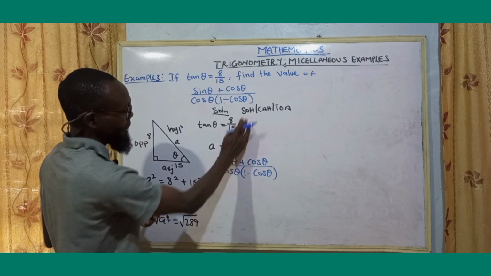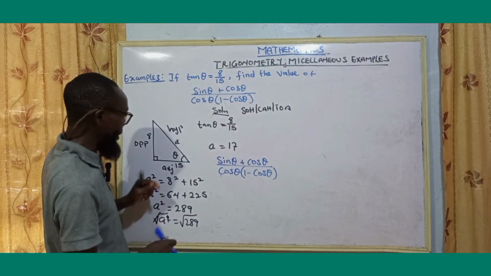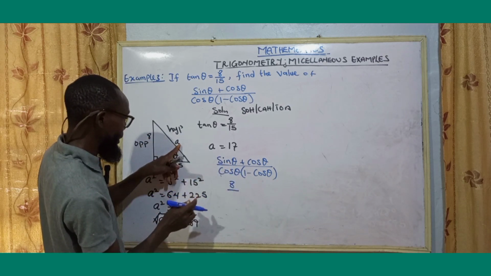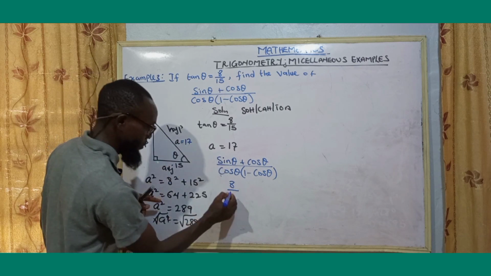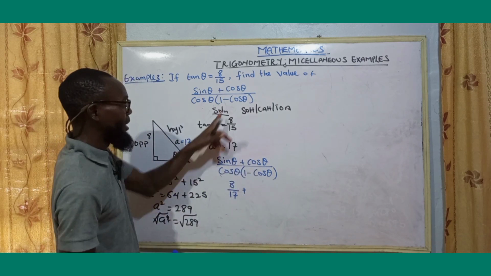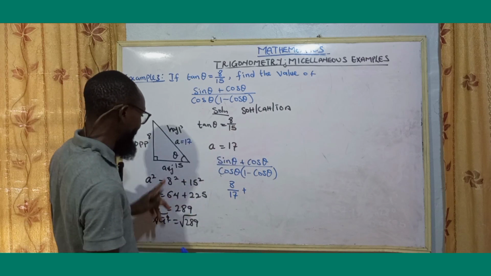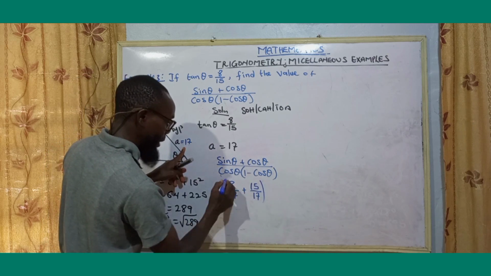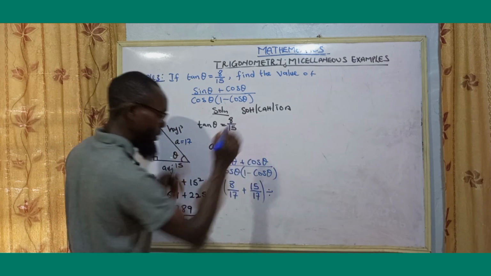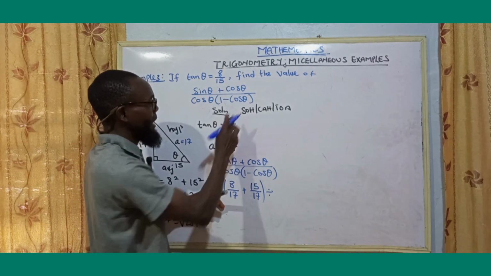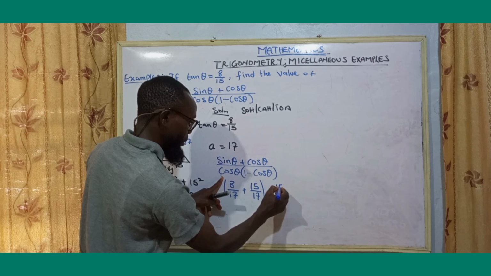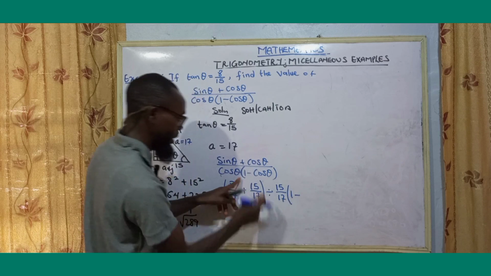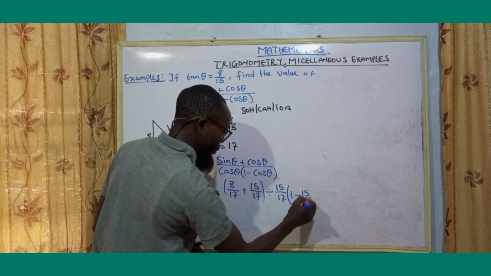Our sine theta is opposite over hypotenuse. Our opposite is 8 divided by the hypotenuse, the value of a that we got, 17, plus cos theta. Cos is adjacent over hypotenuse. Our adjacent is 15 over hypotenuse, which is 17. Let me put this in brackets and indicate this division with this sign. Now, cos theta, adjacent over hypotenuse, that is 15 over 17. Open your brackets, 1 minus another cos theta again, 15 over 17.